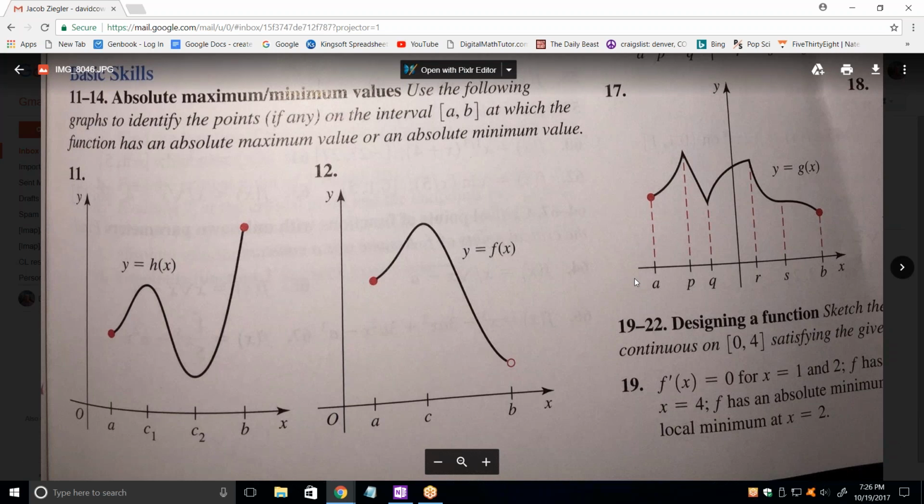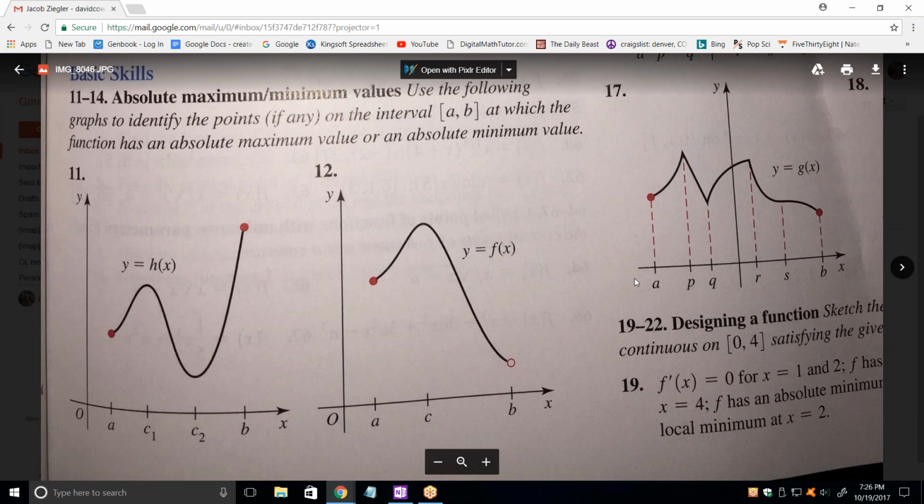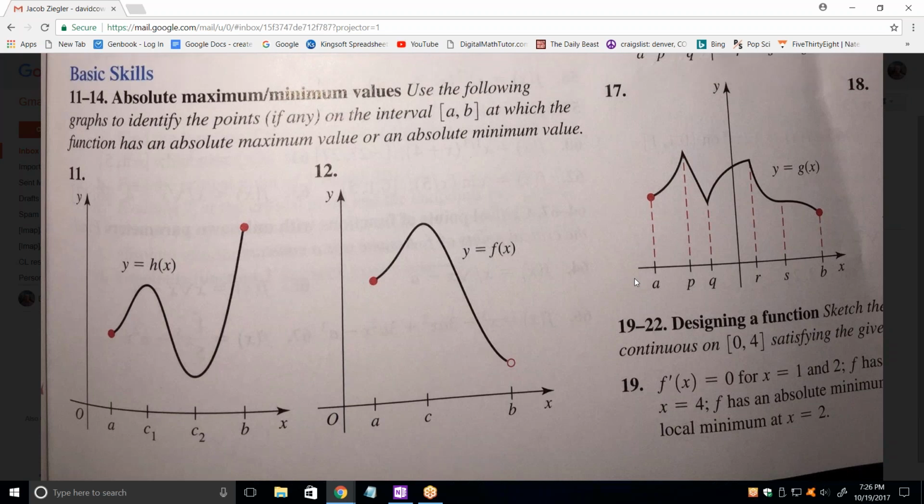C2 is a local minimum and B is a local, C2 is an absolute minimum and B is an absolute maximum. Good. How about 12? A is the absolute minimum, C is the absolute maximum. Actually not. A is not an absolute maximum or minimum.